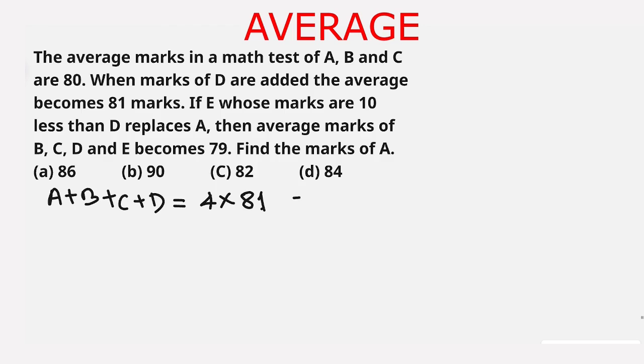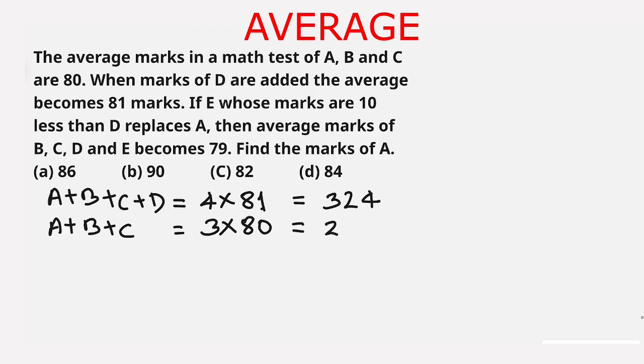So this is equal to 4 times 1 is 4 and 4 times 8 is 32. So this is 324 marks. Now the average marks of A plus B plus C is 3 multiplied by 80, as the average of A, B and C is 80 marks. So it is 240 marks. 80 times 3 is 240 marks.